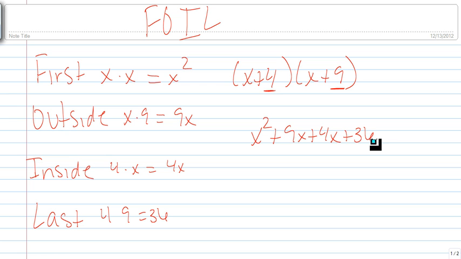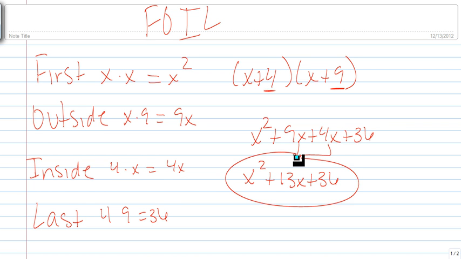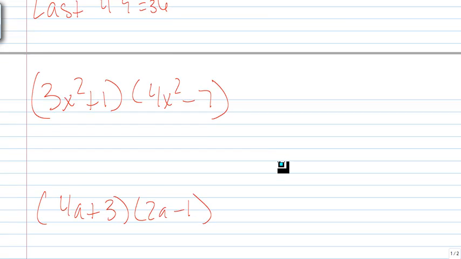Now most times when you FOIL, you can combine your outside and inside terms. So you want to always look to make sure to see if you can combine any like terms. And we have our like terms here, the 9x plus the 4x. 9x plus 4x is 13x. So your final answer is going to be x squared plus 13x plus 36. Okay, let's try it again on another example.